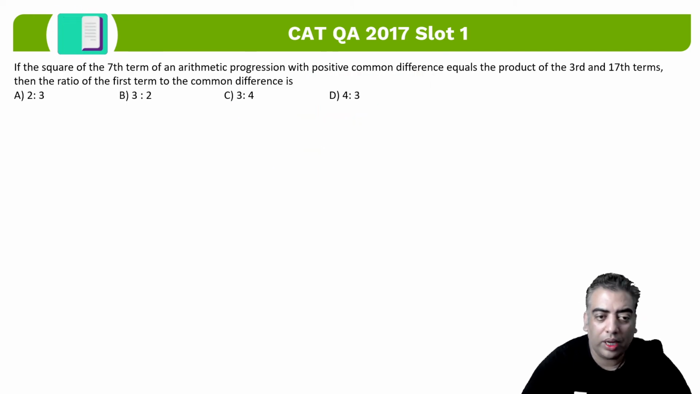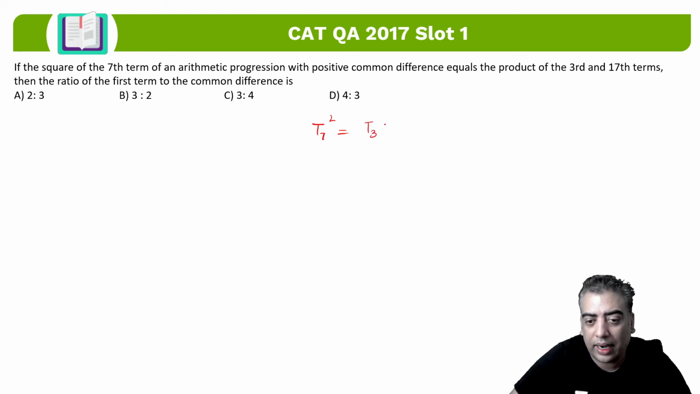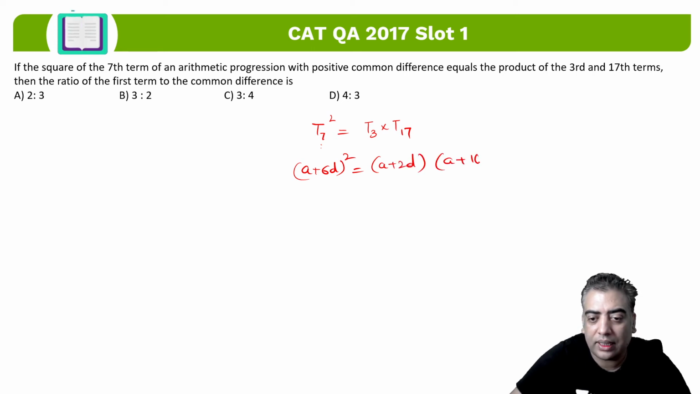Here it says if the square of the 7th term of an AP with positive common difference equals the product of the 3rd and 17th term, then the ratio of the first term to the common difference is. So the square of the 7th term of an AP is equivalent to the product of the 3rd and 17th term. So here I can say (a plus 6d) whole square is equivalent to (a plus 2d) into (a plus 16d). And the question says what is the ratio of the first term to the common difference?